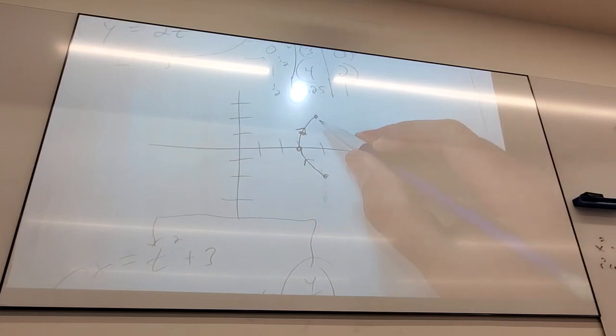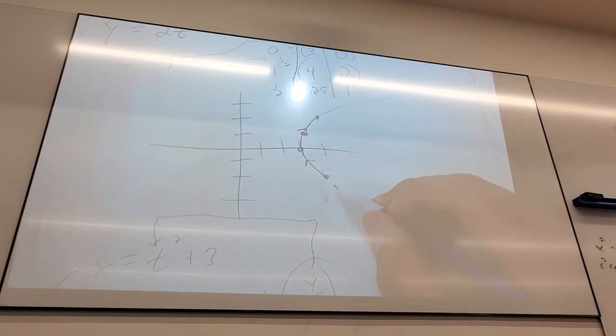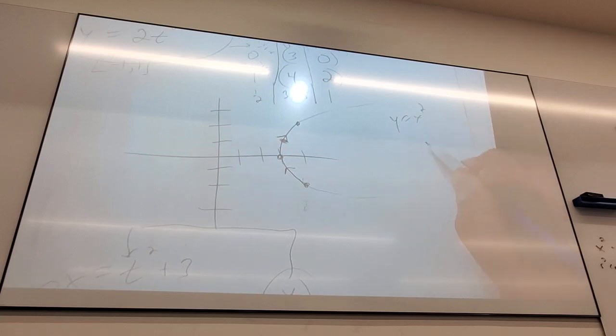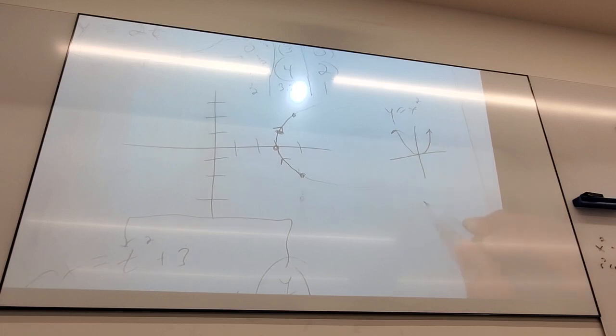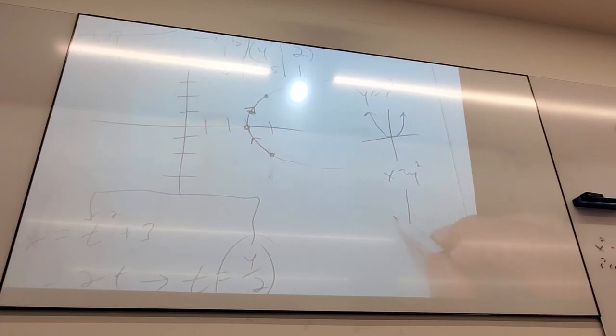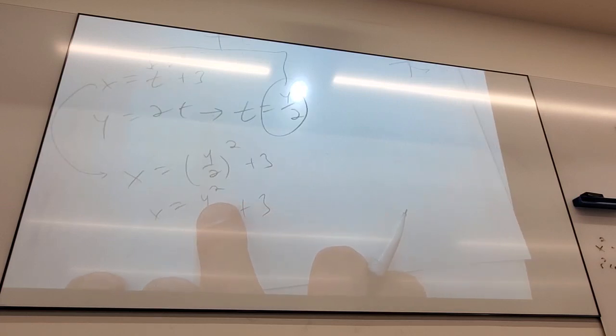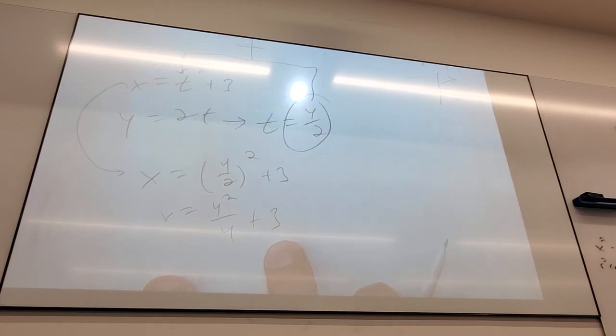If I kept going, what would this look like? A parabola. A parabola that's fallen over, correct? Y equals x squared looks like this. X equals y squared looks like that. And what do we get? X equals stuff with y squared, correct? It's just been shifted a little bit.